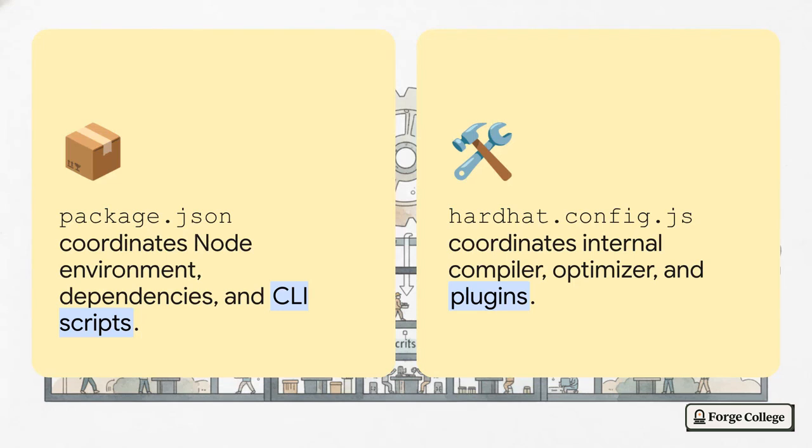Now, keep in mind there is a strict functional divide between your two most important project files. Your package.json handles the broader picture. It coordinates your general node tooling, your environment, and your dependencies. On the flip side, hardhat.config.js strictly dictates the mechanical behavior of Hardhat itself, so it manages internal compiler settings, optimizer runs, and plugin integrations. Keep their responsibilities neatly separated in your head, and I promise you'll save yourself hours of debugging.